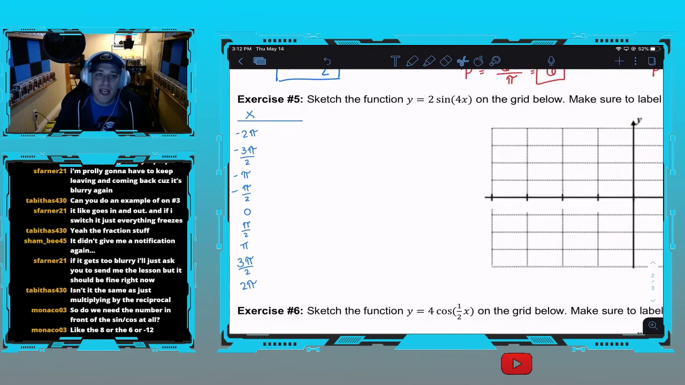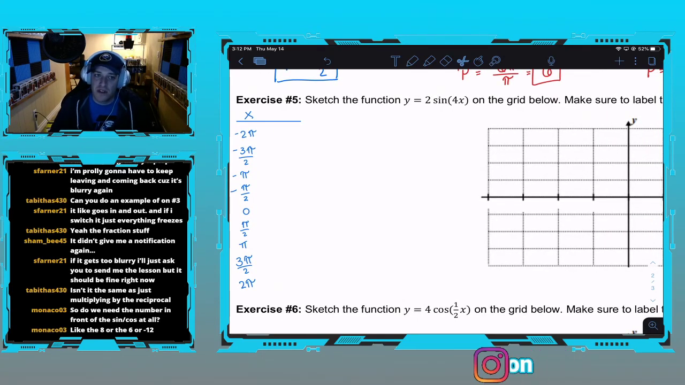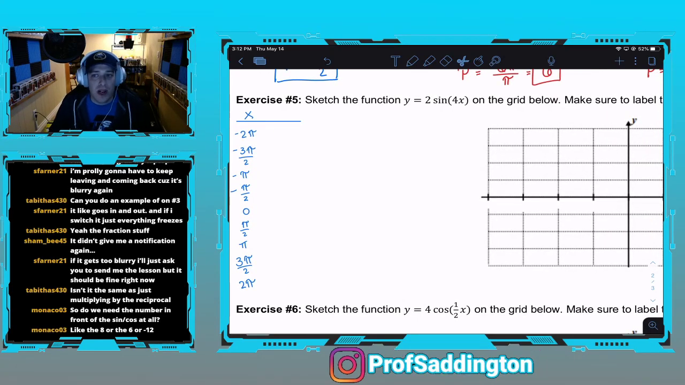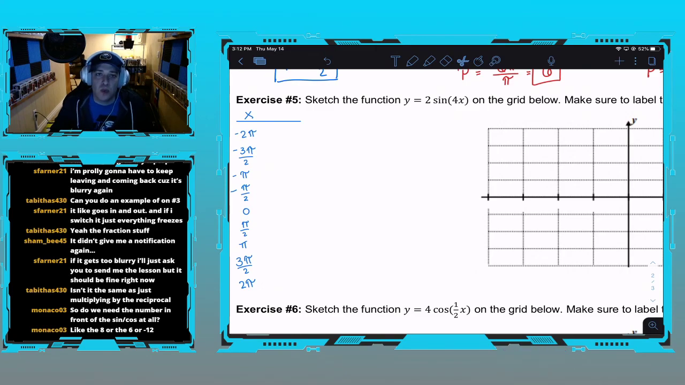Now, we can't use those numbers for this grid. And the reason why we can't use it is because we see that the frequency changes. We see that we have a number next to the x value. So as soon as you see that there's a period change or a frequency change, we have to convert these numbers based on whatever that frequency is.